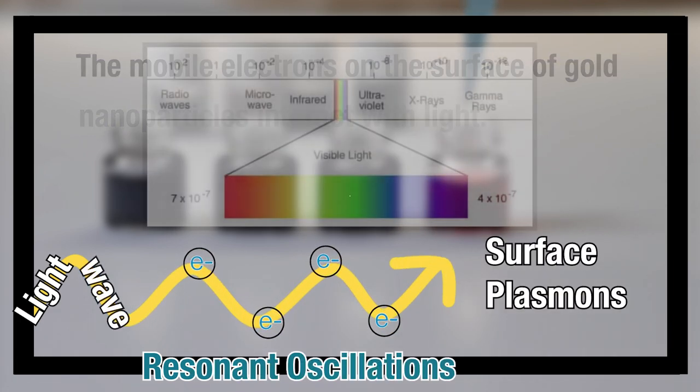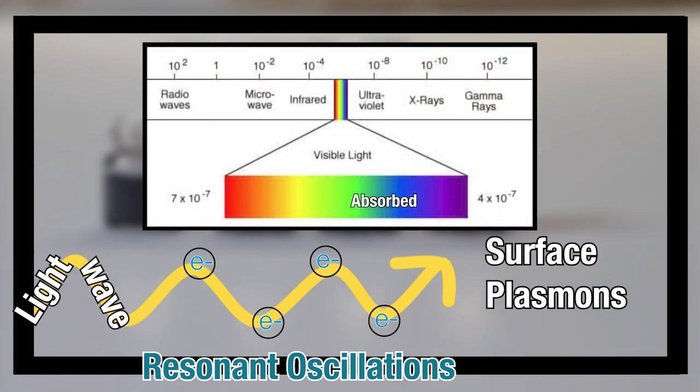Surface plasmons cause the absorption of light in the blue-green region of the electromagnetic spectrum with a wavelength of about 450 nanometers. The color that we see is reflected red light with a wavelength of about 700 nanometers.